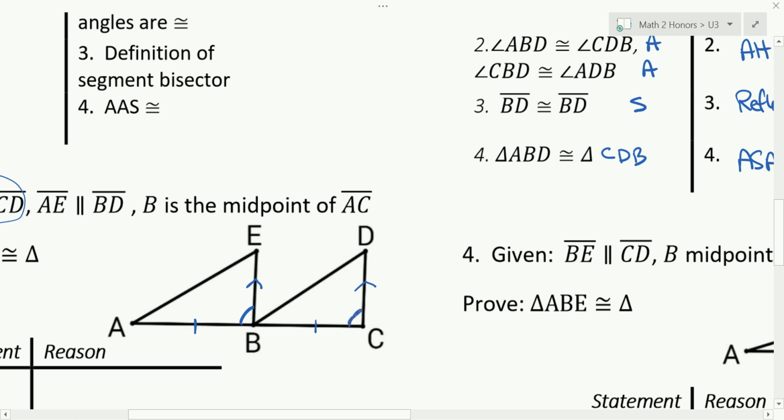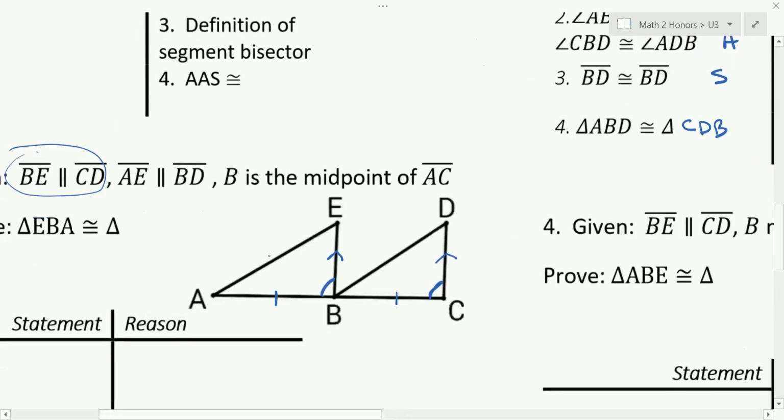Right here and here. Do they both touch a parallel? Do they both touch a common segment? The bottom, right? So yes, and those are congruent because they are corresponding. And then it also tells us that AE, I'll use 2 arrows now, is parallel to BD. Can we get a congruent angle from that pair?